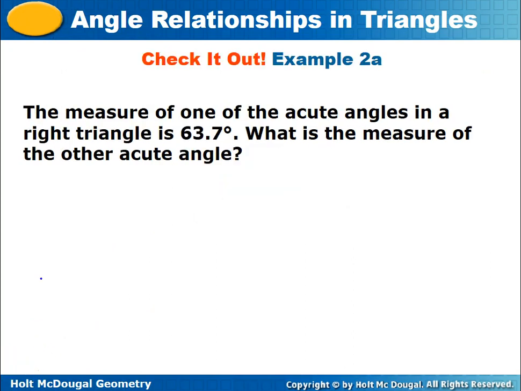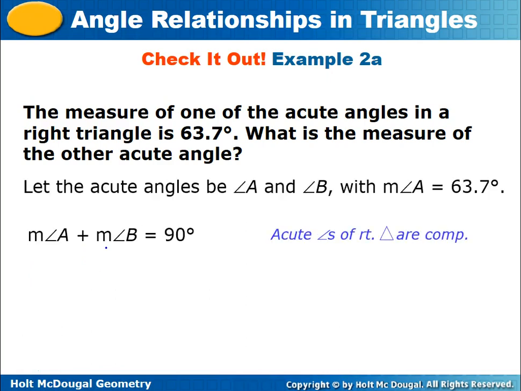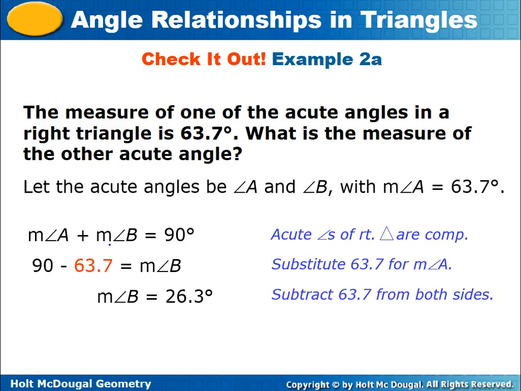Go ahead and do these next two check it outs, 2A and 2B, and then come back to me when you're done. So the measure of one of the acute angles in the right triangle is 63.7, what's the measure of the other acute angle? Again, when I add the two together, they equal 90. So I'm just going to subtract 63.7 from 90, and the answer is going to be 26.3 degrees.